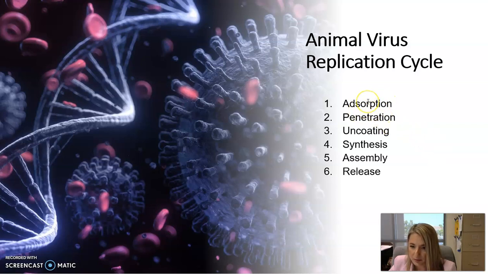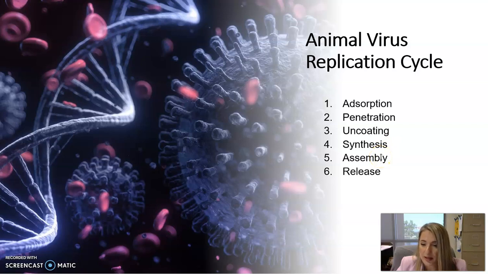The first being adsorption, which is basically when the virus attaches to a host cell. The second being penetration, which is when the virus enters a host cell. Uncoating, which is where the outer layers of the virus, like the capsid and potentially the envelope, are taken off of the virus to free the genetic material. Synthesis, where more viral parts are made, because obviously one virus goes in, but we're going to make hundreds of thousands to potentially even millions of more viruses.